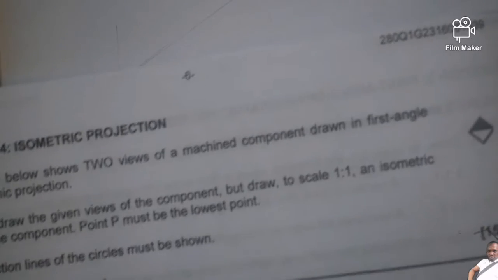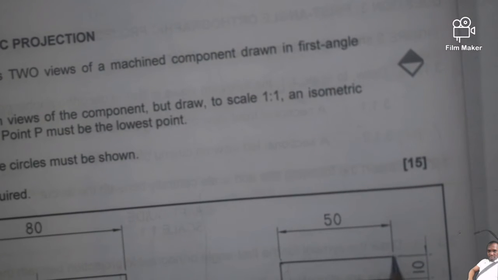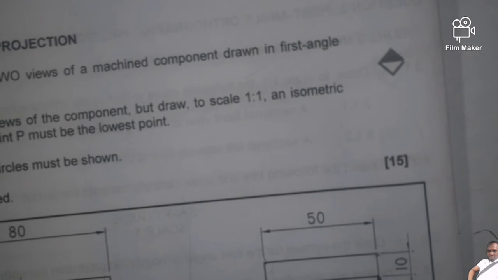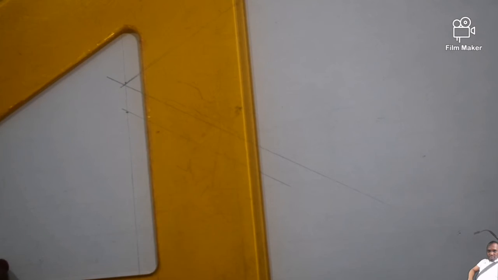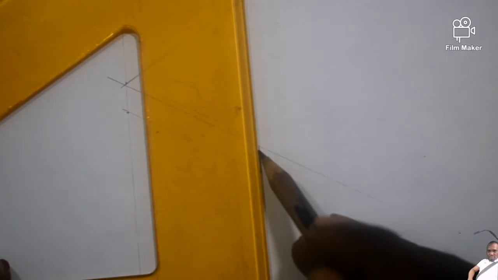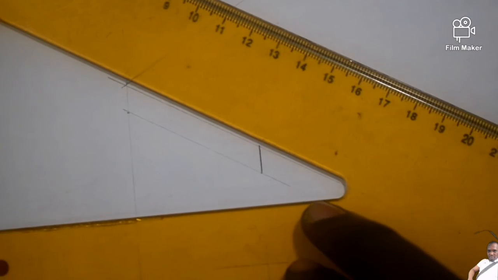So the 50, remember they said we're using a scale of 1:1, isn't it? So the 50 millimeter. So now from there, it's good as if I'm at that point now. So I can go down with that 10 millimeter, which we've already done. So I can go like this, and I can even draw it dark now. So I can come back here and draw this one dark as well.